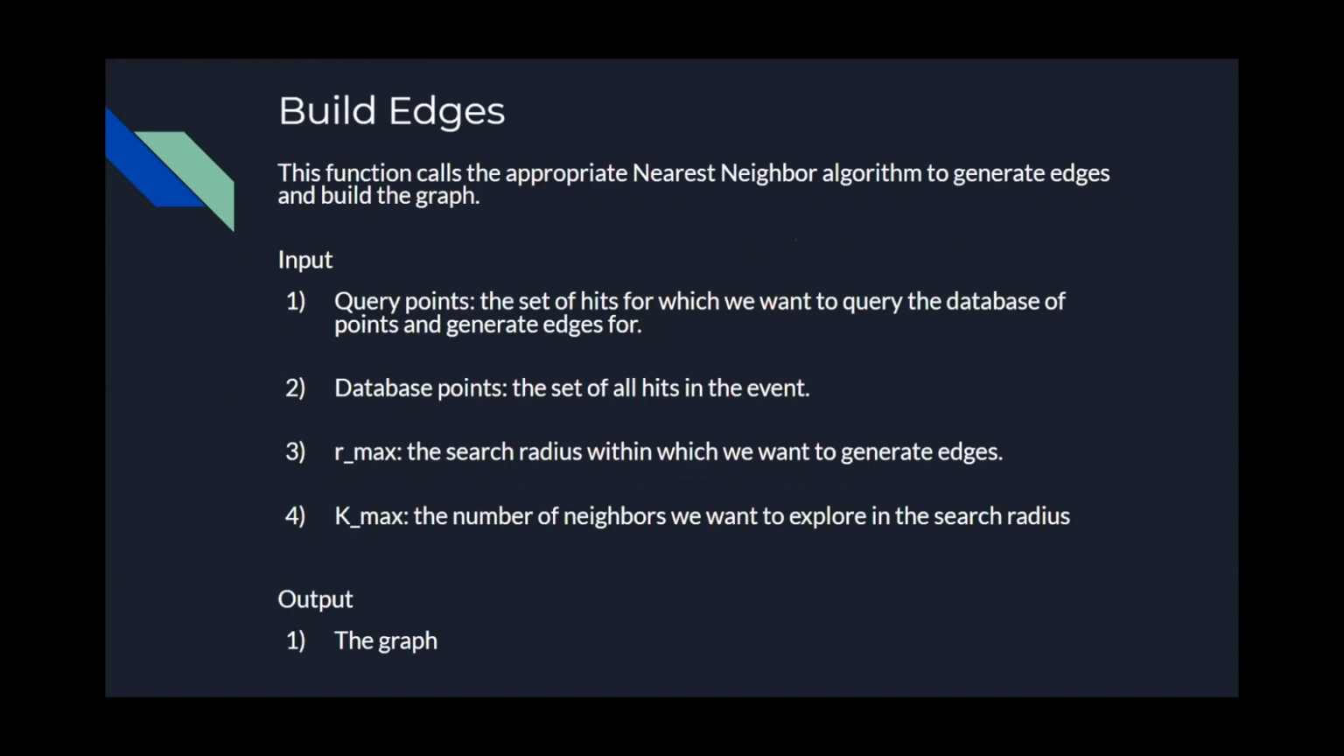So the build edges is part of the embedding pipeline, and the role that it does is it calls the appropriate nearest neighbors algorithm, generates edges and builds a graph. The input for the build edges function is the set of query points, that is the set of hits for which we want to query the database of points and then generate edges for. And then the database of points, which is the set of all hits in the event, the Rmax, which is the search radius within which we want to generate the edges, and the Kmax, that is the number of neighbors we want to explore within the search radius, and the output is the graph.